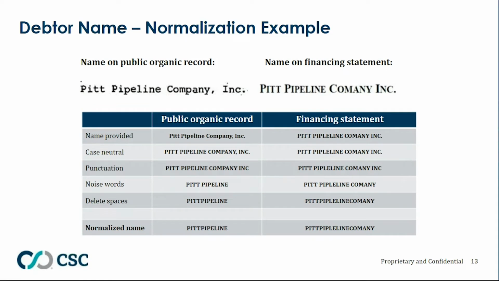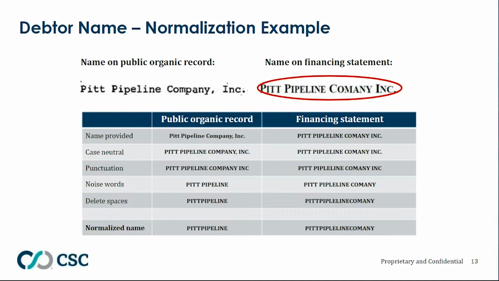We have the name on the public organic record for a registered organization as Pitt Pipeline Company, Inc. This is the name that's required by Article 9. But a secured party filed a financing statement on this debtor, and rather than provide it exactly, they made a little bit of a boo-boo and omitted the P from company. So it's Pitt Pipeline Comany, Inc. Well, that spelling error will render the financing statement seriously misleading because it's not the name of the debtor unless a search using the jurisdiction's standard search logic would disclose the record.